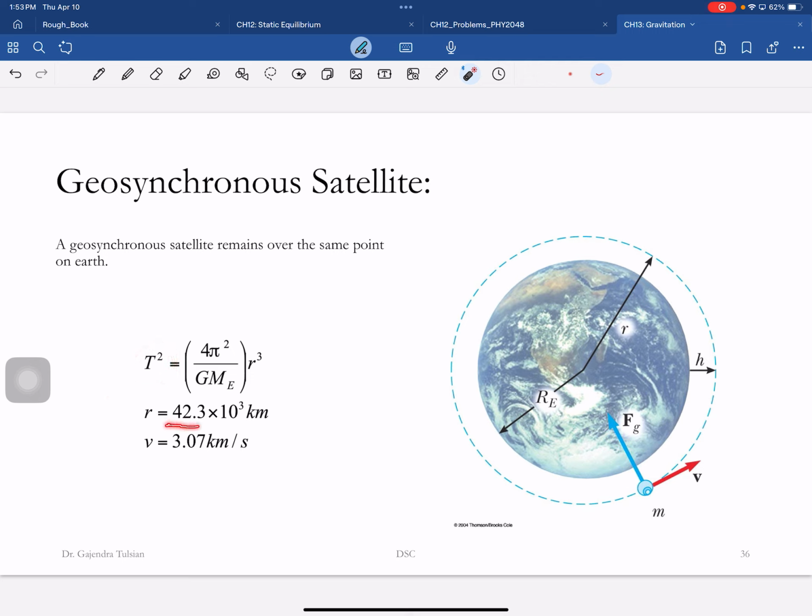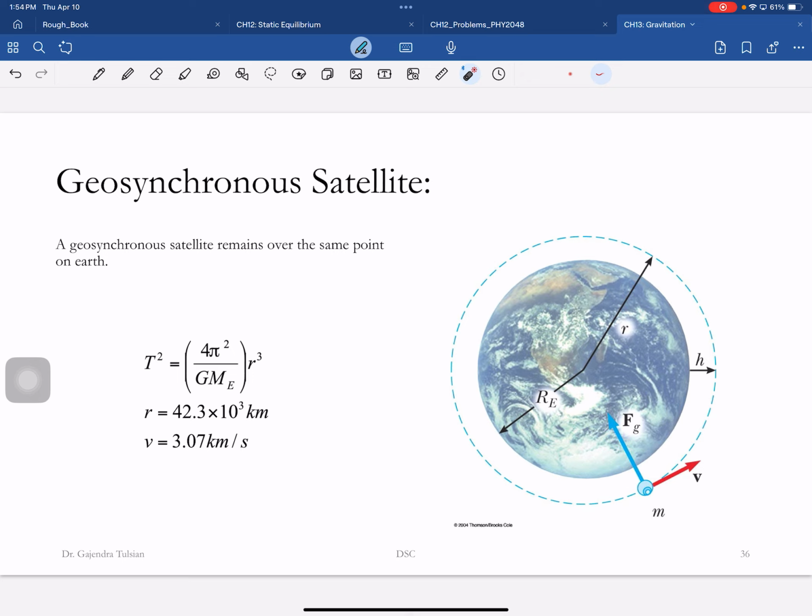If you are 42,000 kilometers from the center of the Earth, which is 36,000 kilometers above the surface of the Earth, you take 24 hours to go around. It doesn't matter what inclination you have. Now the Earth is spinning like this, so if you're right above the equator of the Earth and rotating in the same direction as the Earth, that is a geosynchronous orbit. Then you're right above the same point of the Earth.